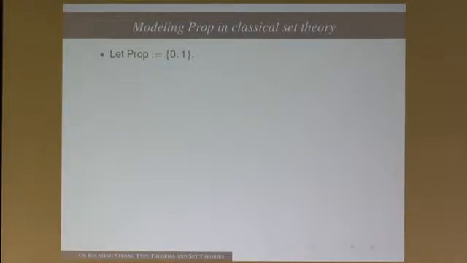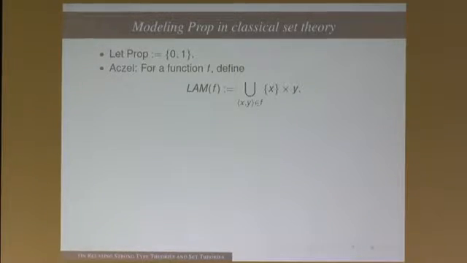So here's how you model it in classical set theory. It's very easy actually, once you see it. Prop consists just of the two things, 0 and 1. And then for a function f, you represent it in a non-standard way, as it were, not as a set of ordered pairs, but in this way. So f is a traditional set theoretic function, a set of ordered pairs, but then you associate it with this object lam of f.